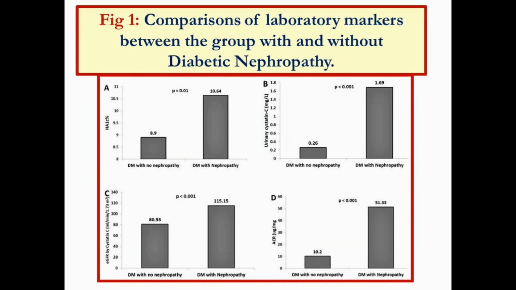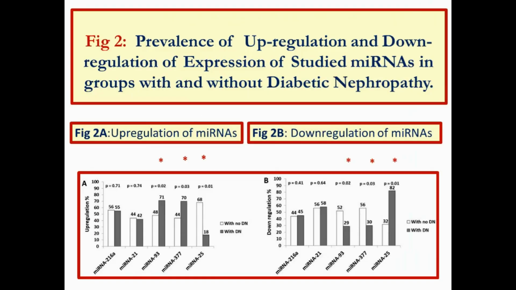And these were the results: hemoglobin A1C and urinary cystatin C and estimated glomerular filtration rate by cystatin C as well as ACR values were higher in the groups with diabetic nephropathy than in the groups without diabetic nephropathy, and these comparisons were statistically significant. MicroRNA 93 and 377 were significantly upregulated in the group with diabetic nephropathy, while the microRNA 25 was significantly downregulated in the group with diabetic nephropathy.